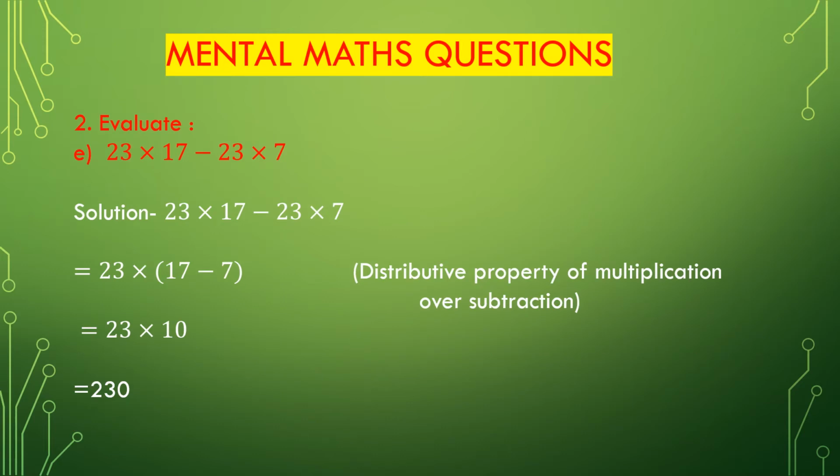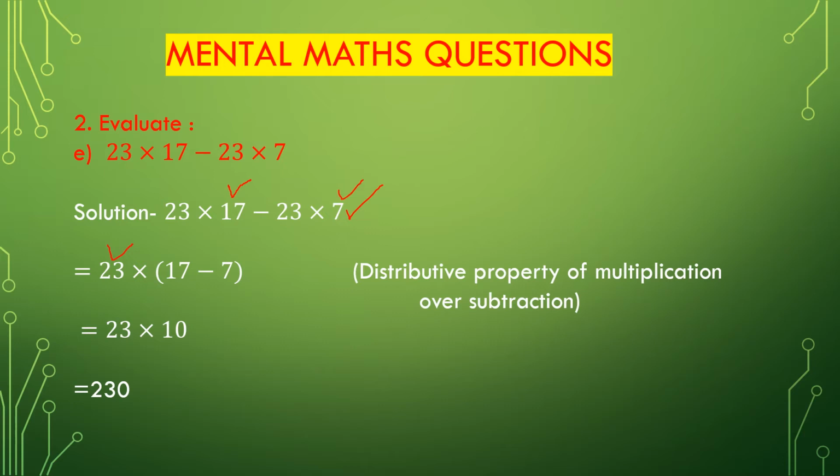Now we solve question number 5, part E. 23 multiplied by 17 minus 23 multiplied by 7. We know this is the distributive property. 23 is the common factor, so write down 23 multiplied by 17 minus 7.